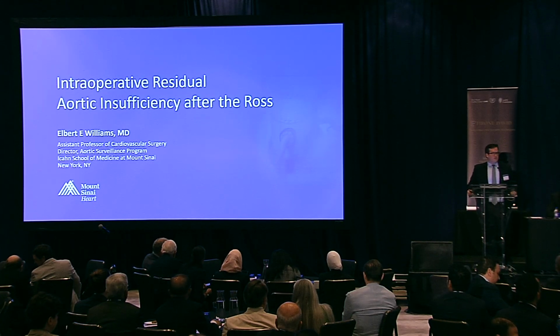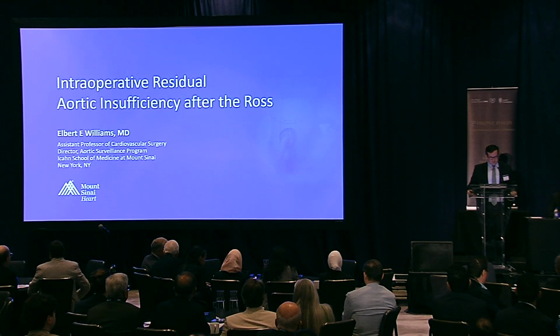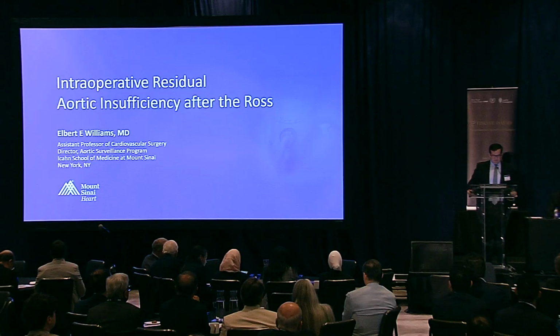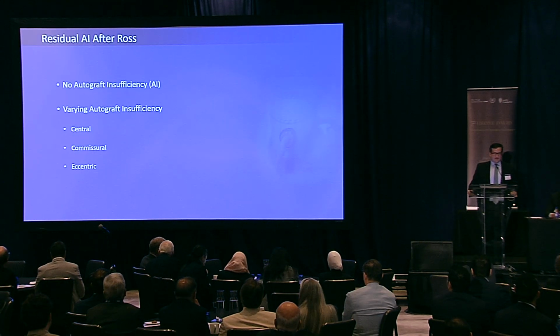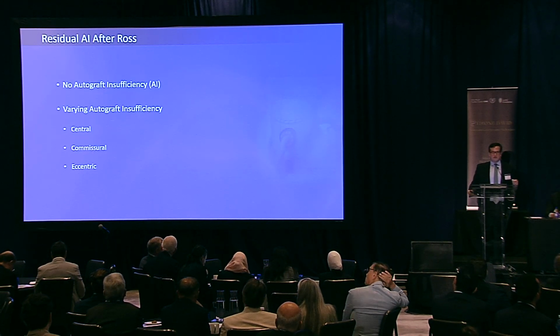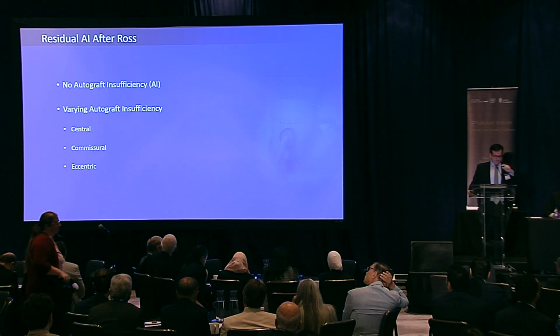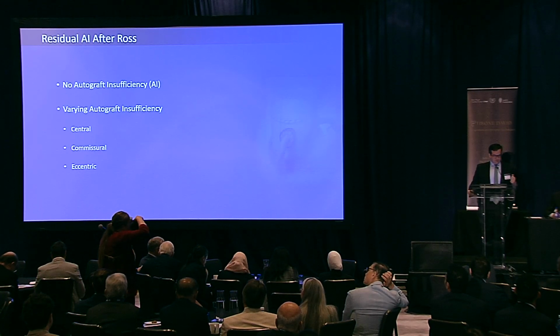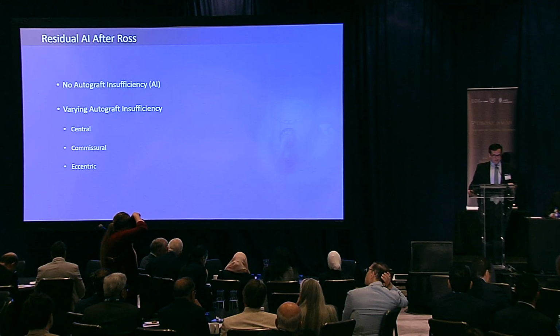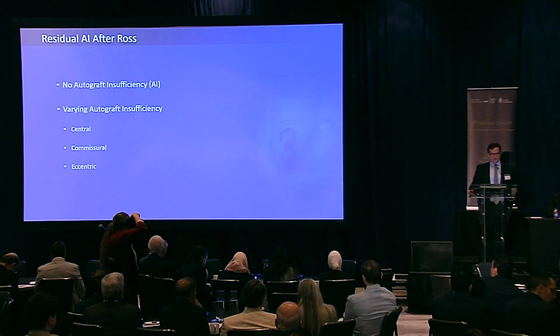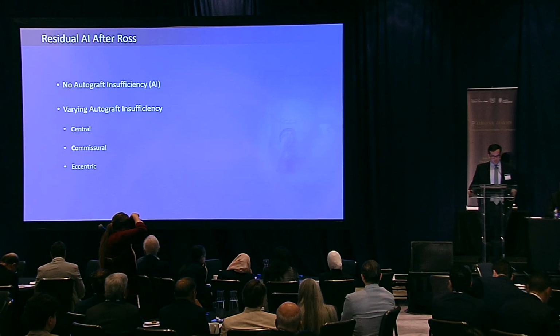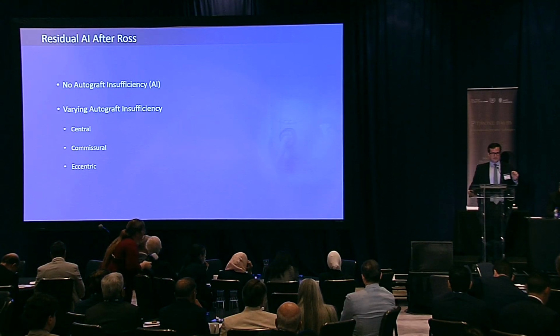Of course, everyone performs perfect operations, and we never have any issues, but every now and then there is some intraoperative residual aortic insufficiency after a Ross procedure. And there are really three different flavors of this type of insufficiency. We can see central, we can see some commissural, and then there's also eccentric, usually from a central origin and moving eccentrically. Jordan briefly touched on that pilot light you see centrally.